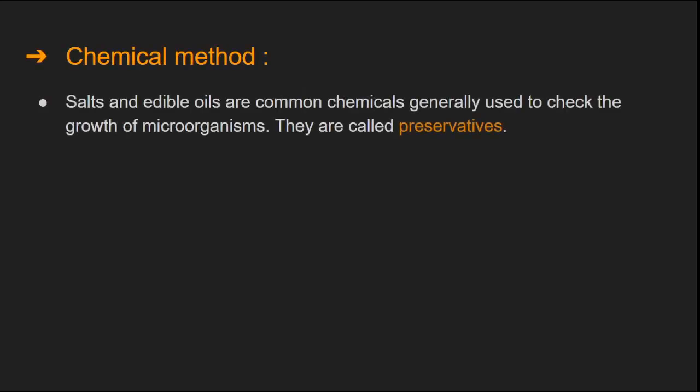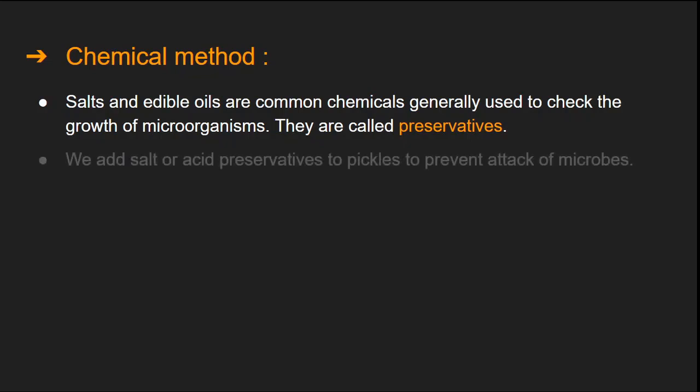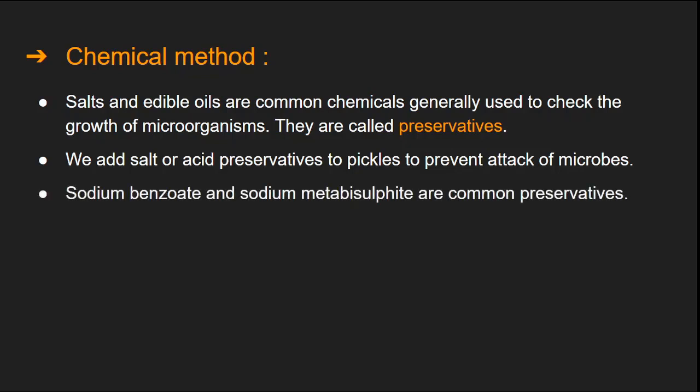First is the chemical method. Salts and edible oils are common chemicals which are generally used to check the growth of microorganisms. That's why they are called preservatives. So we add salt or acid preservatives to pickles to prevent the attack of microbes. Sodium benzoate and sodium metabisulfite are common preservatives. These are also used in jams and squashes to check their spoilage.